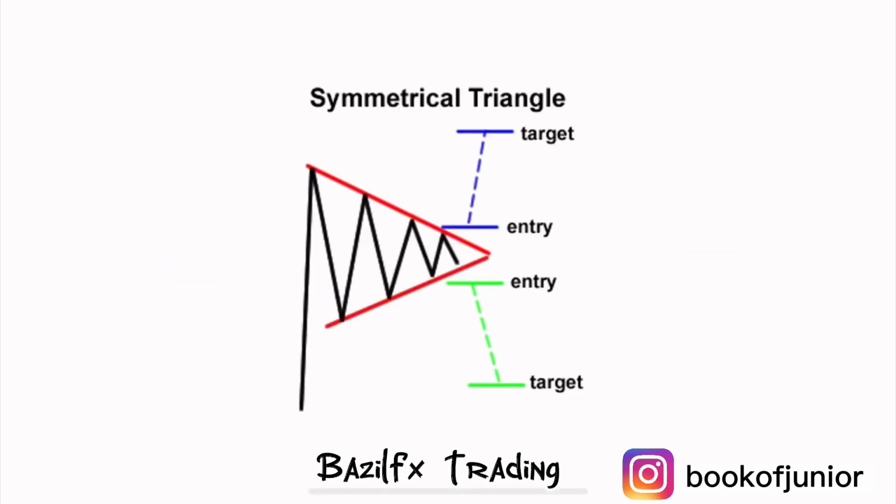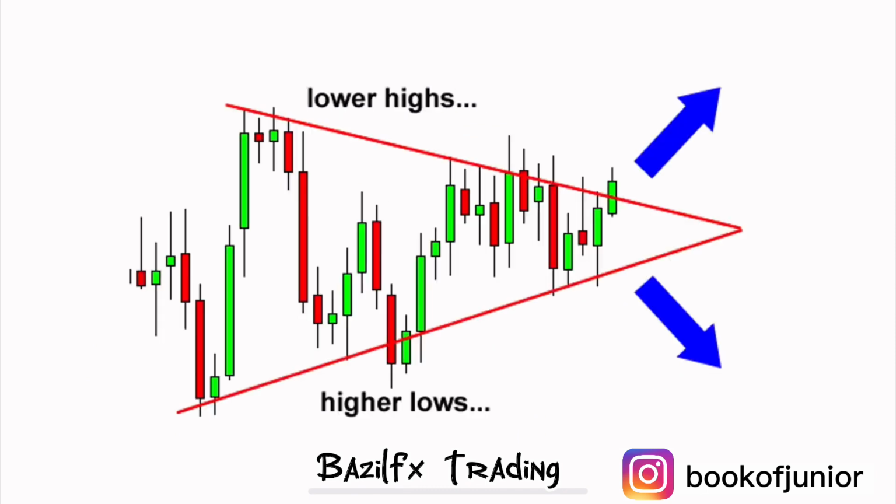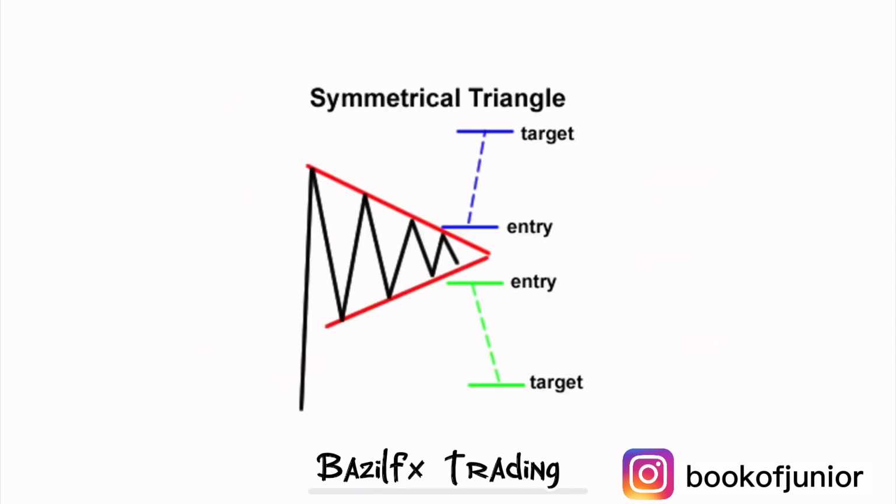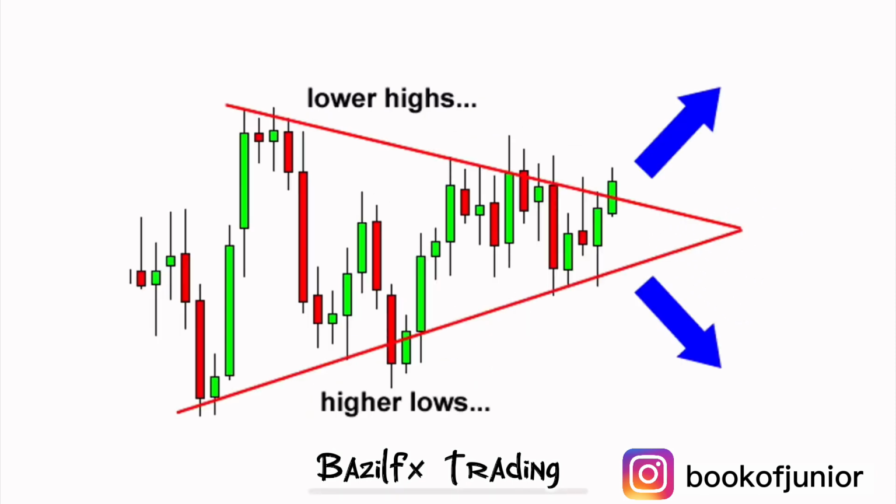Then lastly we have the symmetrical triangle. Symmetrical triangle is almost the same as the bearish pennant, but this one is a bigger pattern. It forms when market is jumping in between, same way, consolidating. But all these consolidations happen when we are waiting for breakout, depending on what pattern comes out.